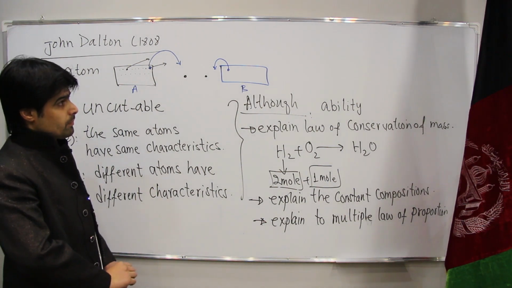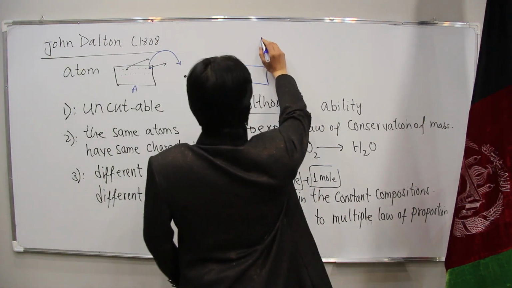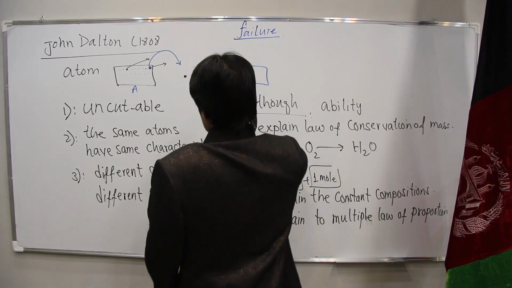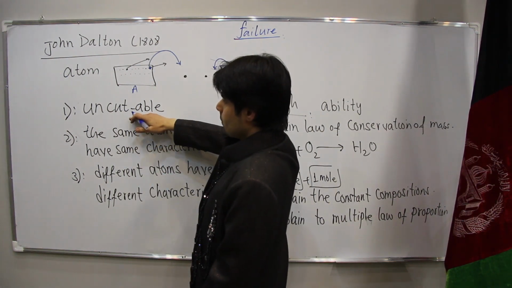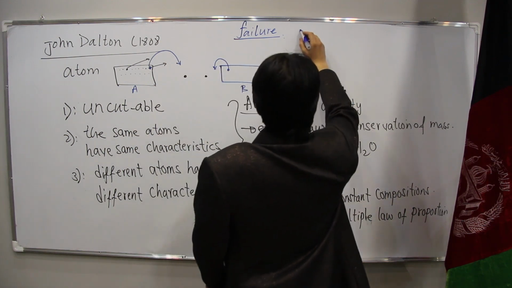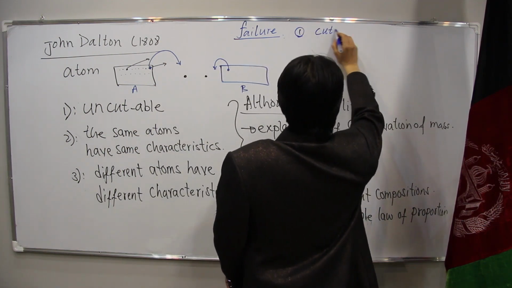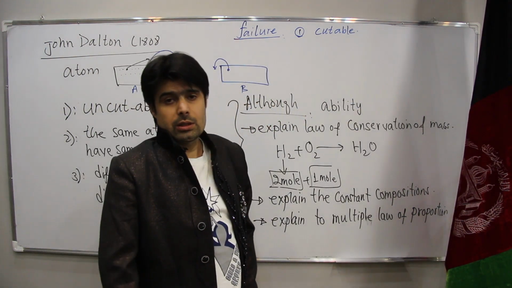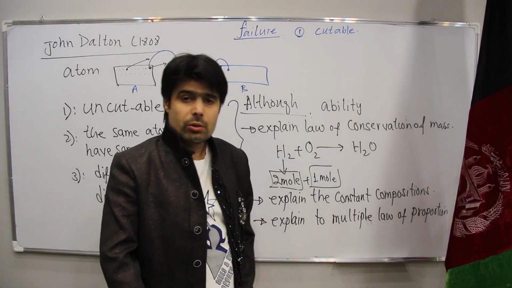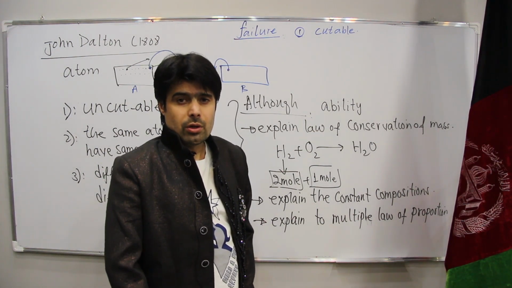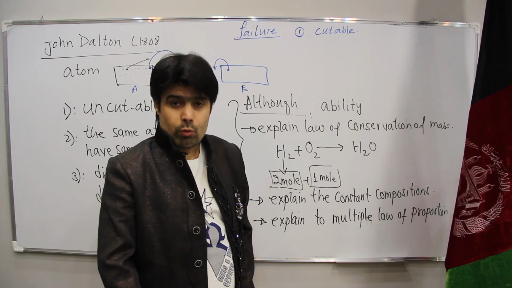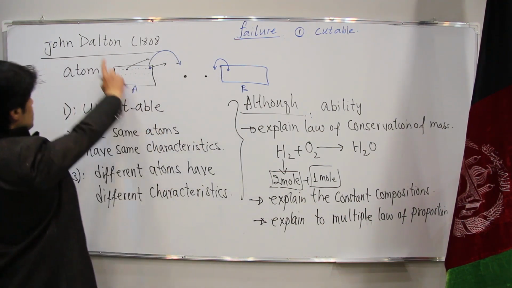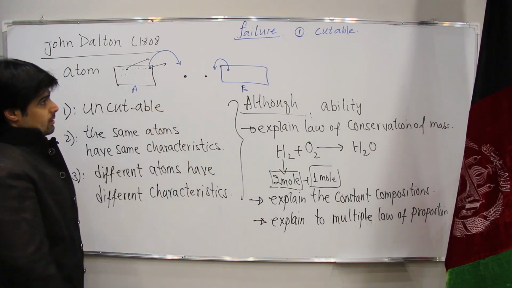What was that? The failure, or maybe drawback, whatever you say. First, he said the atom is uncuttable. Right now, we know it is cuttable. Why? Because in an atom we have electrons, we have a nucleus. In the nucleus we have protons and neutrons. Also, protons are made of quarks. Now we have this ability. On that occasion, Dalton claimed that the atom is uncuttable.